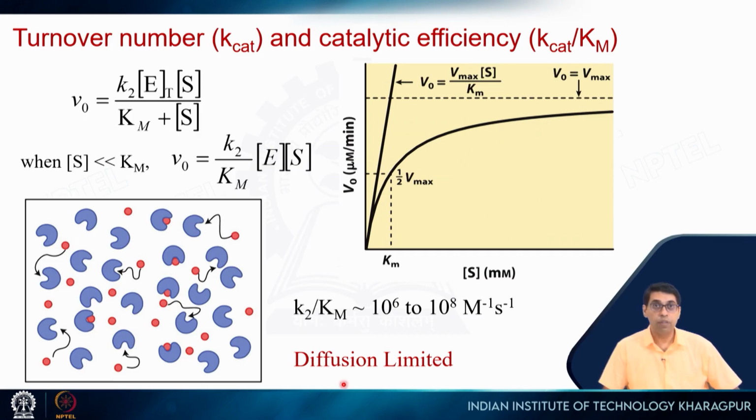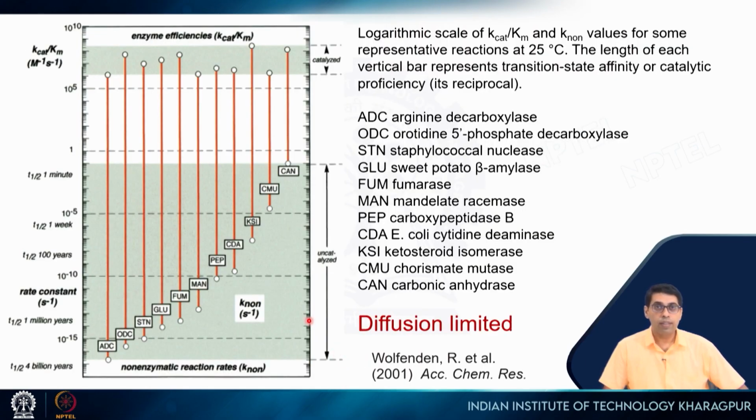So, this is diffusion limited, and this is something that I have already shown you in a previous lecture, that for most of these, the uncatalyzed reactions, and then in the presence of enzyme, this is the catalyzed reaction, and here we are plotting Kcat over Km. This value is in the range of 10 to the power 6 to 10 to the power 8. So, all these enzymes are as best as they can be, because their rate is limited by the rate of diffusion. So, these are diffusion limited.